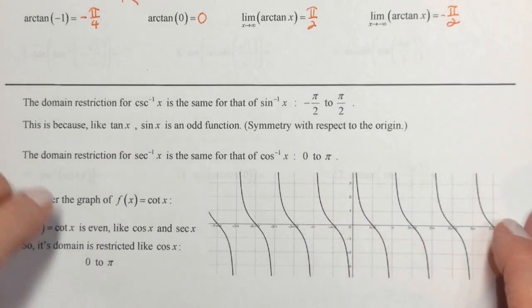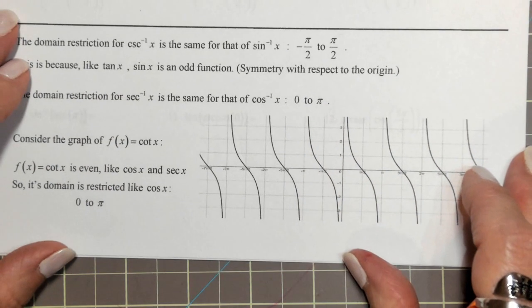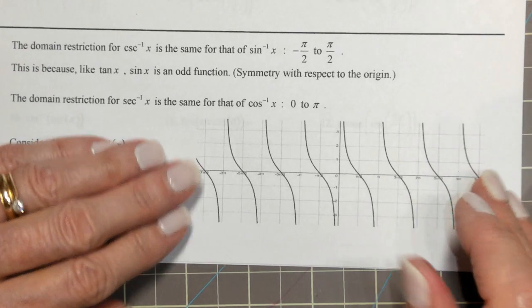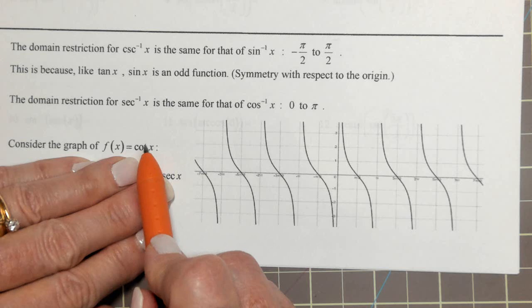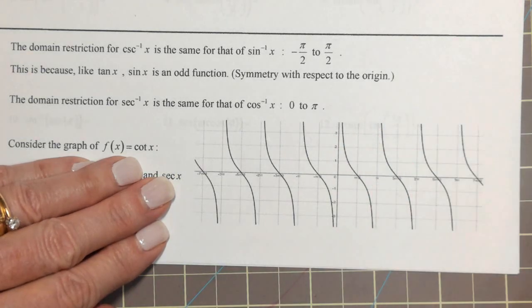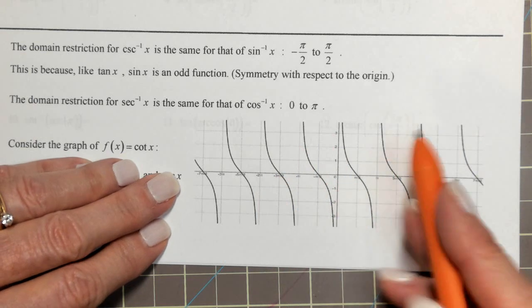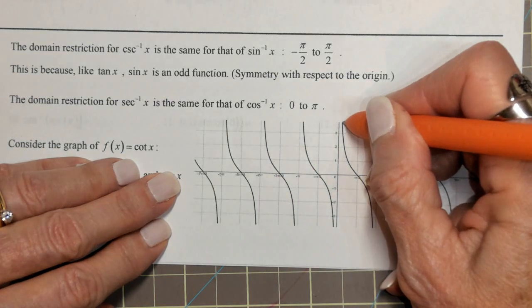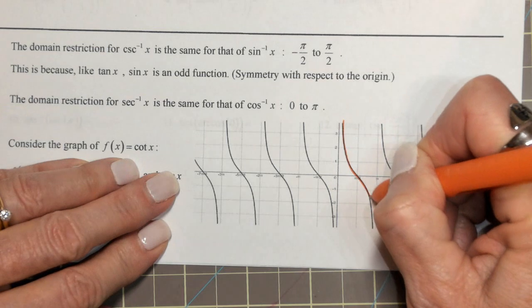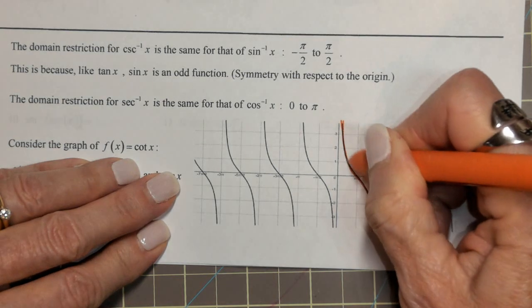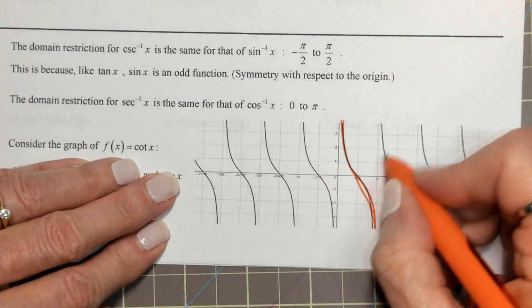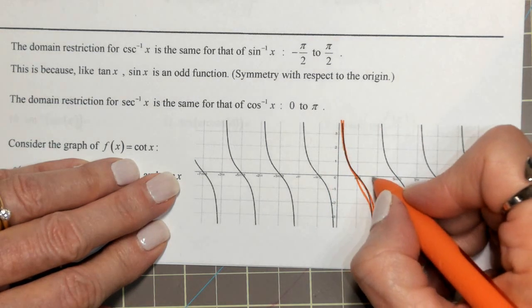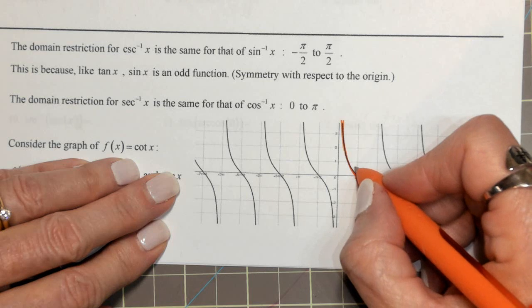Okay? How should we restrict the domain of cotangent? Here's cotangent. Okay? Here's the graph of cotangent. So we're going to restrict the graph of cotangent to be from 0 to pi, but not including 0 and not including pi. Just 0 to pi. Okay?